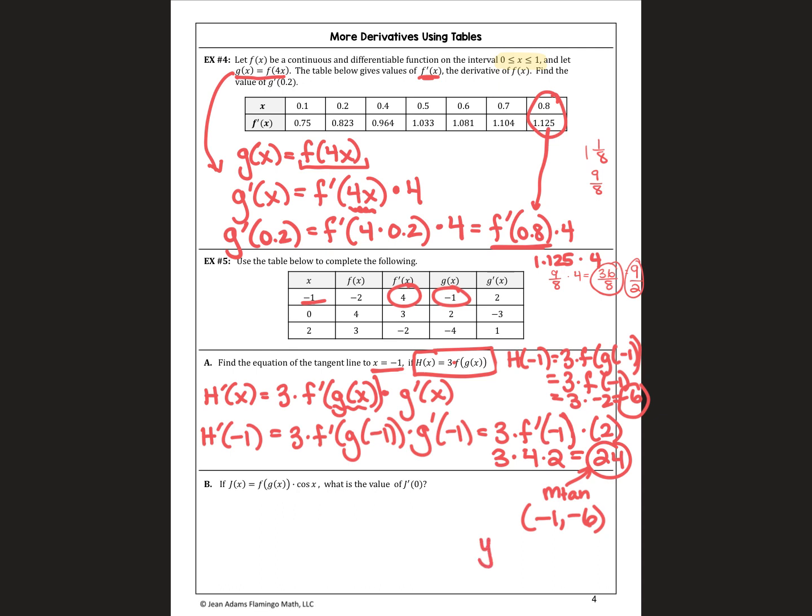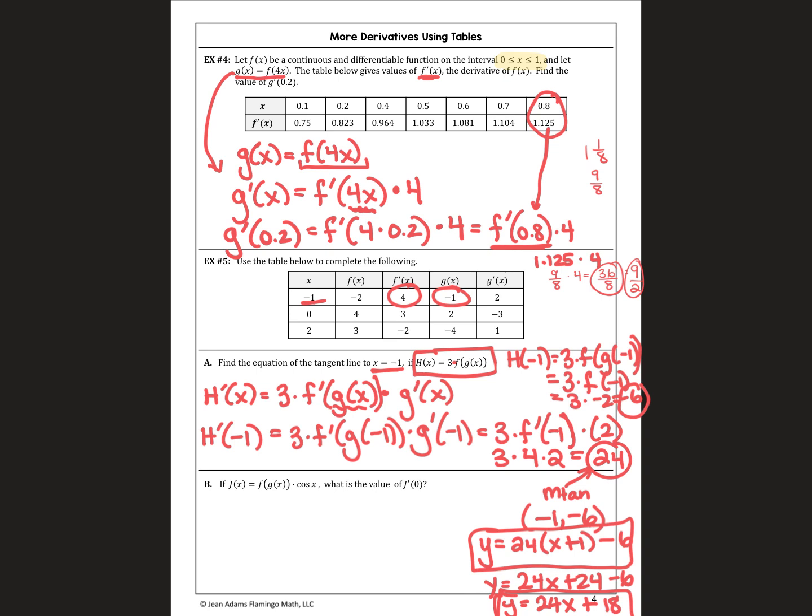So our equation then is y equals 24 times x plus 1 minus 6. Or if you like the 6 on the other side, you could say y plus 6 equals 24 times x plus 1. You may also write this in slope-intercept form. If I distributed here, 24x plus 24 minus 6 would give me 24x plus 18. That's the slope-intercept form of the tangent line.